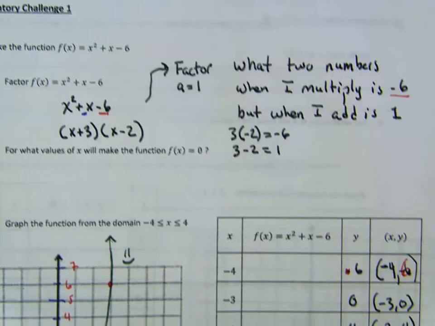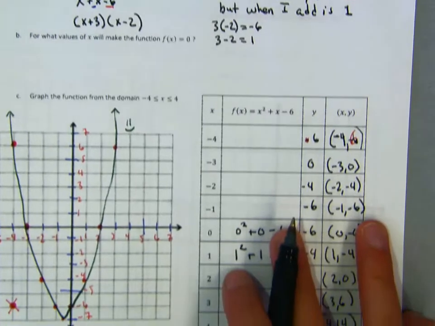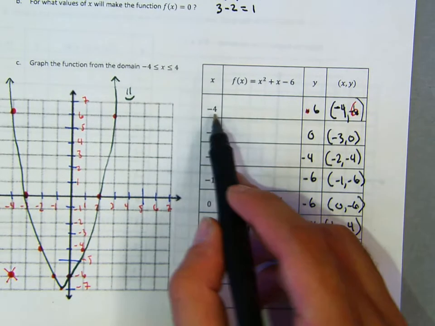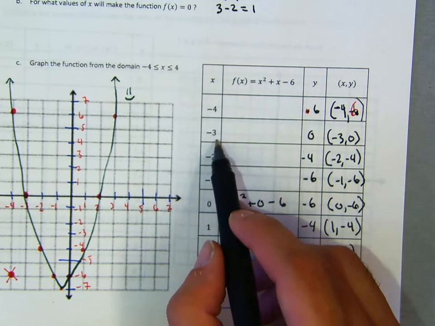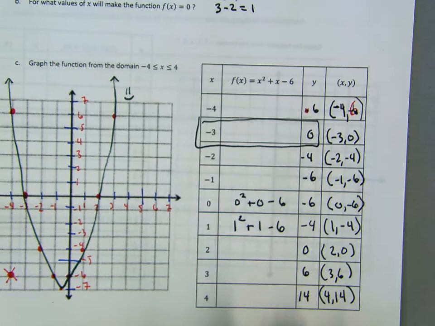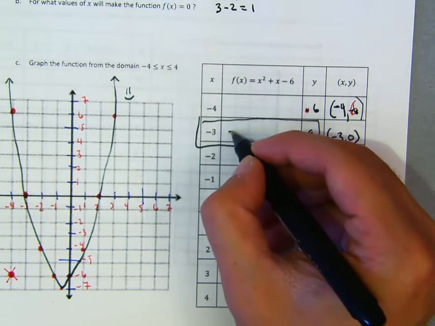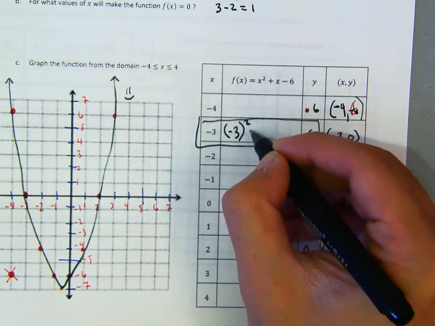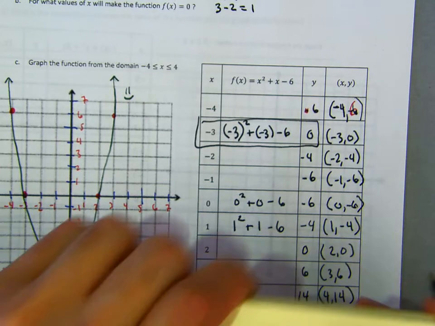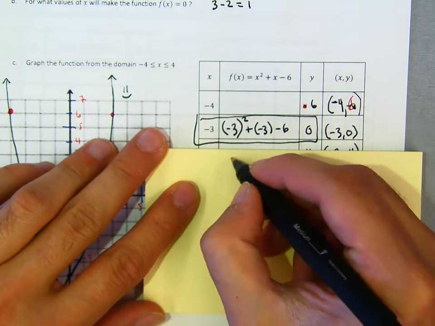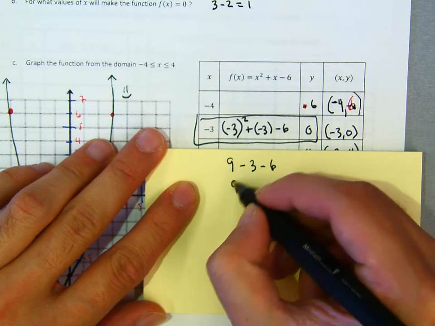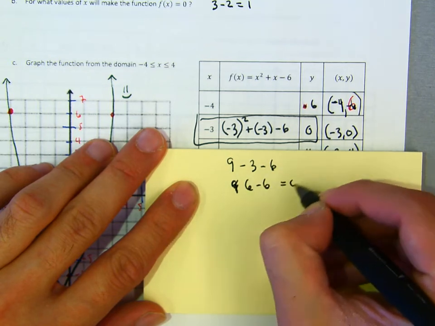And notice, we already found the two values, right? You see, when I plug in negative 4, I get 6. Notice that when I plug in negative 3, I get 0. And if you want to check it, what is negative 3 squared plus negative 3 minus 6? I'll just show that over here real quick. That is 9 minus 3 minus 6, which is 6 minus 6, which is 0, right?